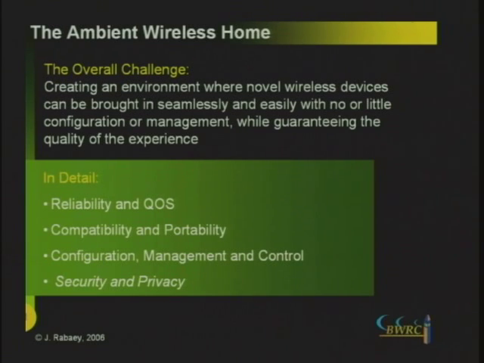Number 1, reliability and quality of service. Obviously, you want to bring those things together, you expect some quality of service. How can we guarantee that in such an environment? Number 2, compatibility and portability. Absolutely essential. We have such a wide range of devices. We have such a wide range of standards and physical interfaces, nothing talks to anything. So how can we bring those components together in a seamless fashion?